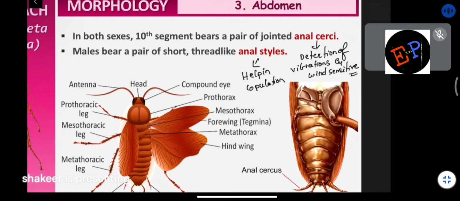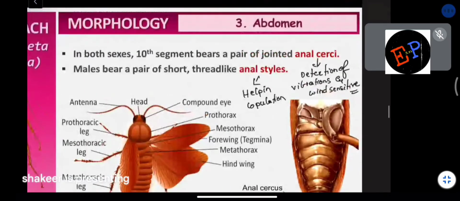In both sexes, the 10th segment bears a pair of jointed appendages which are called anal cerci. Clear, no? So in the figure you can find this anal cerci. This structure which you are seeing here is called an anal cercus. Cercus is the singular form, cerci is the plural form. You can find anal cerci in males as well as in female cockroaches. And what is the function of these cerci? The function of these cerci is detection of vibrations, and they are wind sensitive also.